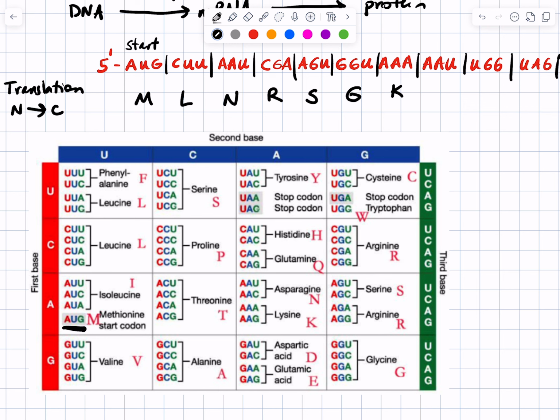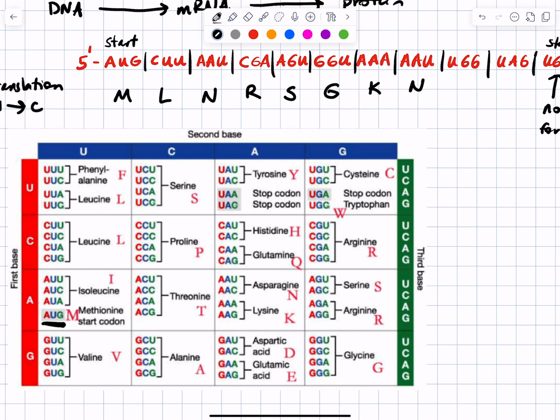Okay, AAU is asparagine. That's another N. UGG. What's that? Tryptophan. So maybe we can memorize UGG because when Elmer Fudd is frustrated because Bugs Bunny has escaped him again, he says UGG. And then tryptophan is his, never mind.